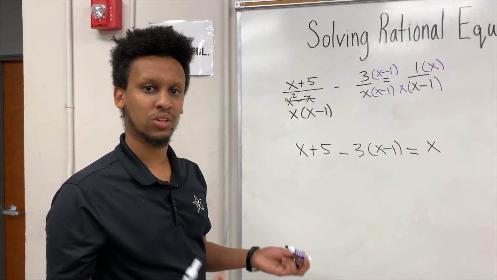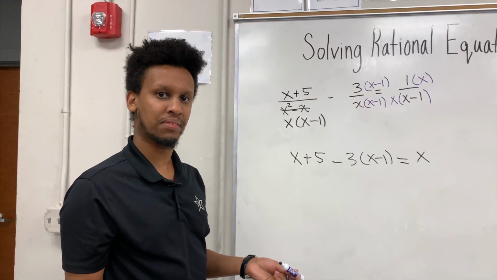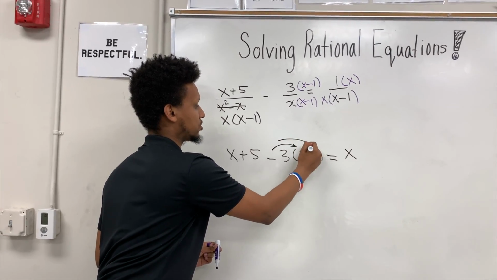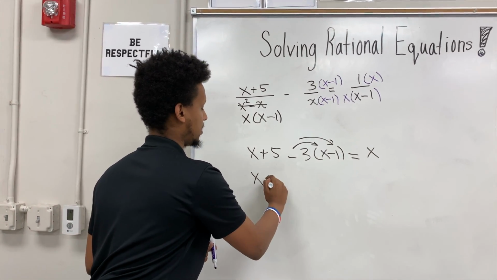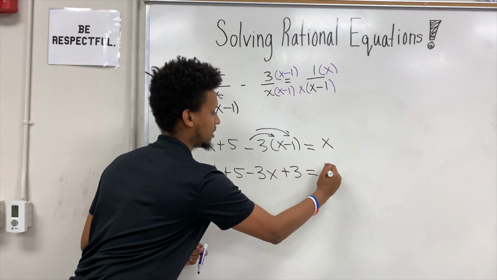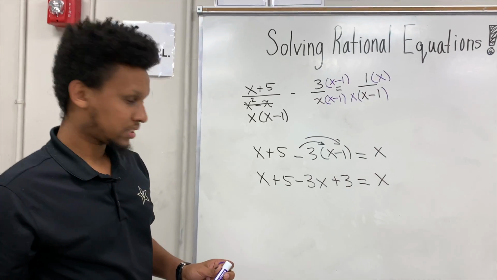Okay? So once you're here, all you have to do is pretty much simplify what you have. And with this negative 3, I'm going to distribute. And you end up with negative 3x plus 3 equals x.